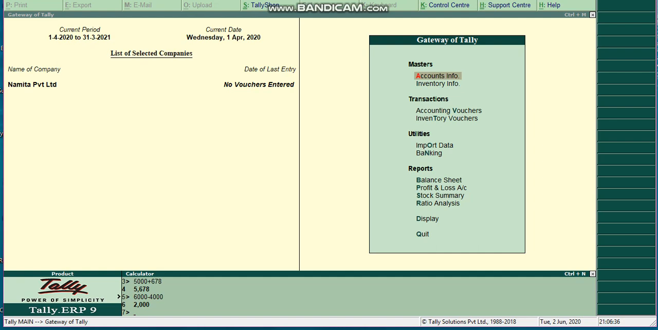The key to activate the calculator is Ctrl plus N. I will repeat again, Ctrl plus N to activate calculator. So I hope you have understood.